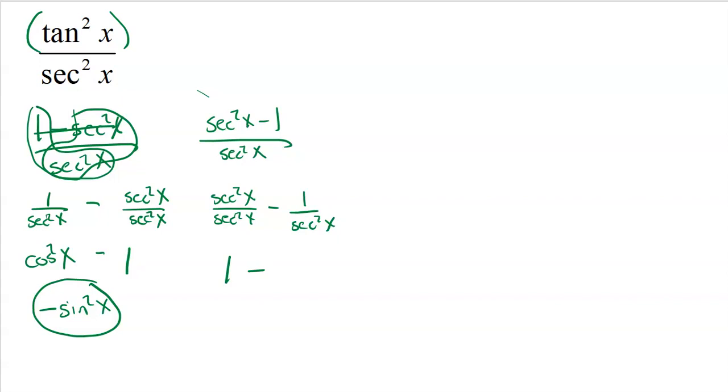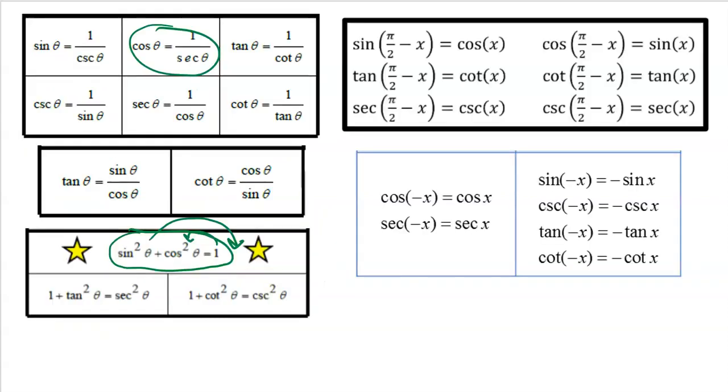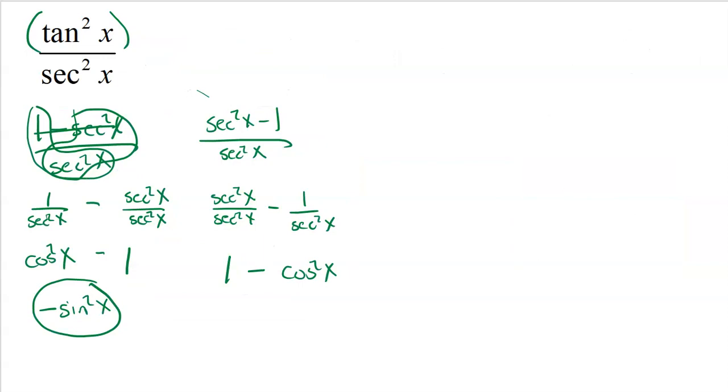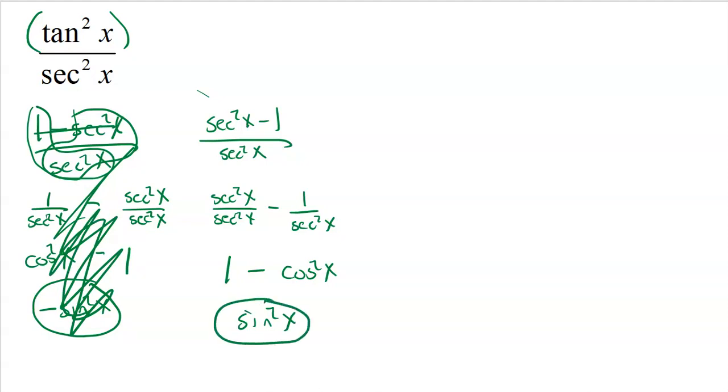1 over secant squared is cosine squared. Again, that's the reciprocal identity. And then again, 1 minus cosine squared, go back here. If I subtract the cosine squared over, 1 minus cosine squared equals positive sine squared. So I had this one backwards, I'm sorry. So positive sine squared. So there is my final, more simpler answer.